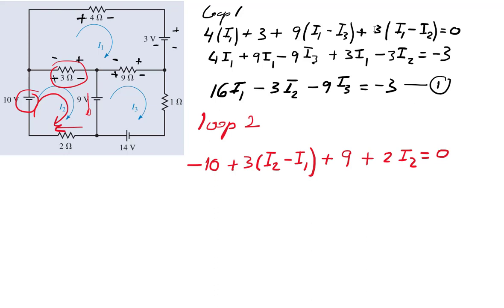Okay, again, if we rearrange, there is 3 times I2, 2 times I2, negative 3 times I1, so it is negative 3I1 plus 5I2 plus 0I3 equal, because we don't have any I3 terms here, negative 10 plus 9, that is negative 1. When we pass it to the right side, it is 1. And this is equation number 2.